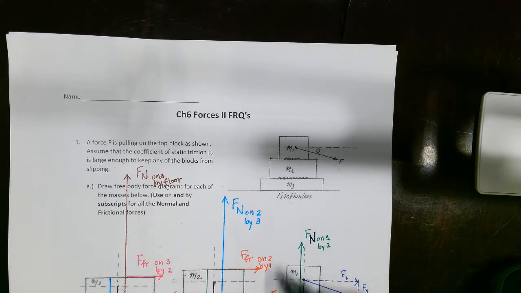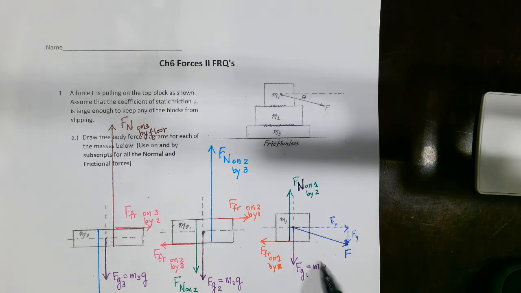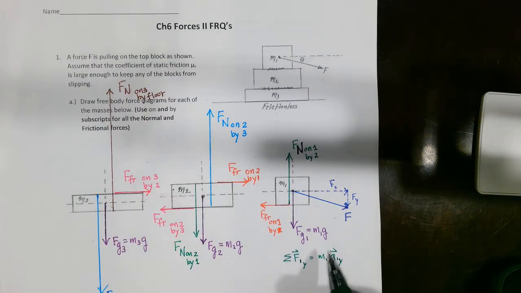If you were to take a look at just this, to figure out the normal force, obviously it is going to be this y vertical component of the pull force plus the FG1. So a lot of people miss this out. So the sum of all forces for my mass 1 in the y direction is equal to M1A1Y. You know this is going to be 0 because it's not going to be accelerating vertically. So the sum of all forces of mass 1 in y is equal to F normal on 1 by 2, plus FG1, plus FY.